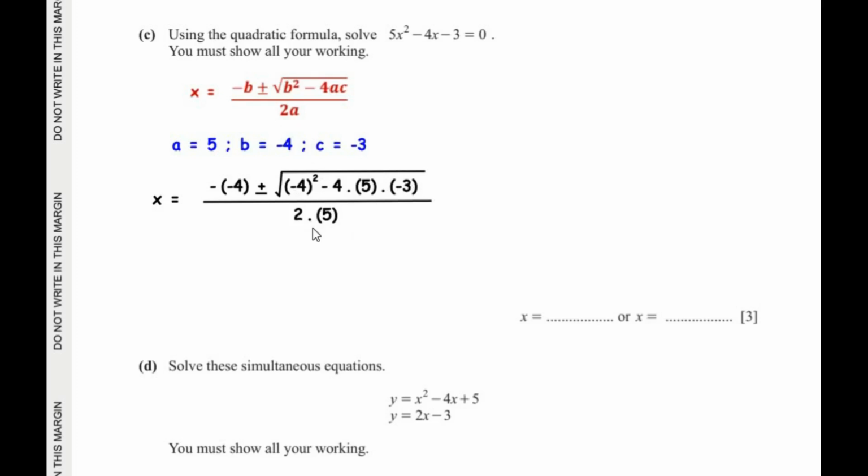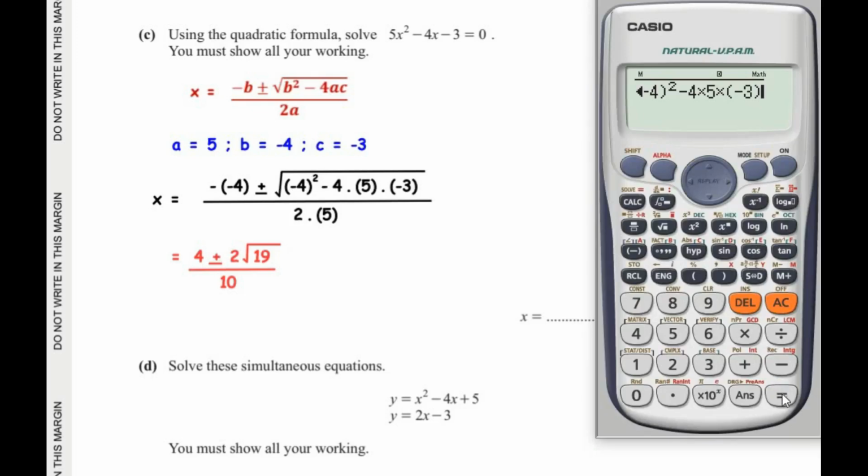Now simplifying this, we get minus of minus 4 gives us plus 4, plus or minus. Now this square root value, let us see how much we get. So here we are going to get it as 2 square root of 19. So we have written its value over here, over 2 times 5 gives us 10.